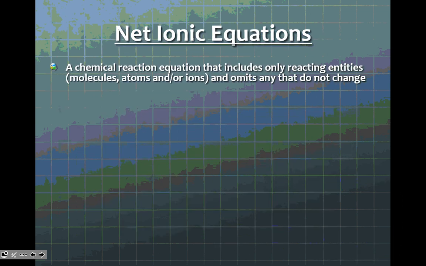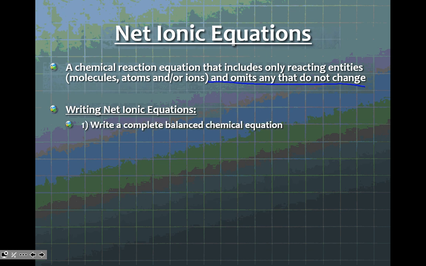So let's take a look at net ionic equations. A net ionic equation is a chemical reaction equation that includes only reacting entities, molecules, atoms, and/or ions, and omits any that do not change. This is what's really important. We have to think about what's going on, what's changing, what doesn't change. If things do not change, we cancel them out.